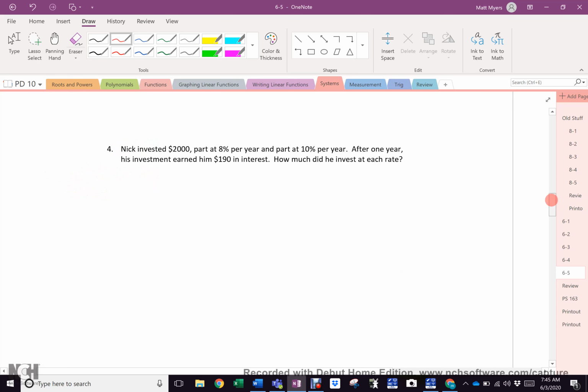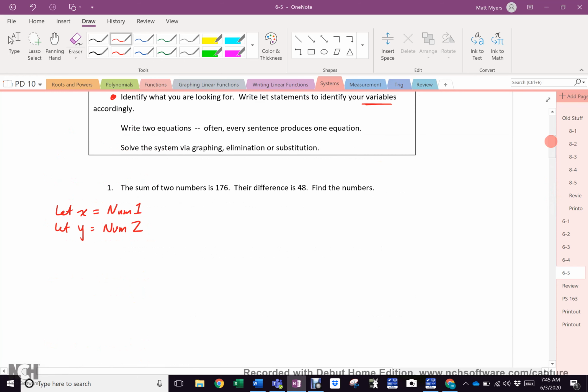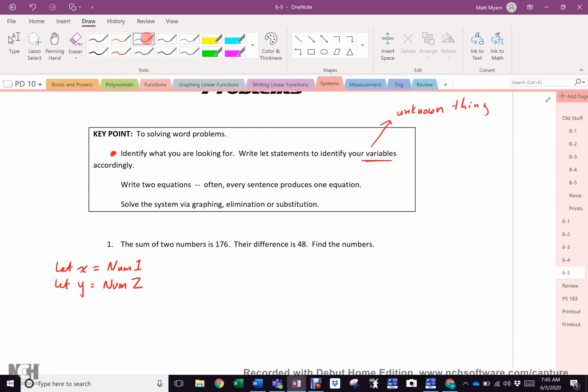And lastly, Nick invested $2,000 at 8% and 10%. After 1 year, he had $190 in interest. How much did he invest at each rate? So he had 2 investments. So let X equal investment 1 and let Y equal investment 2. Alrighty. So now that we've practiced that 4 times, let's go back. And let's have a look at the next thing we do.